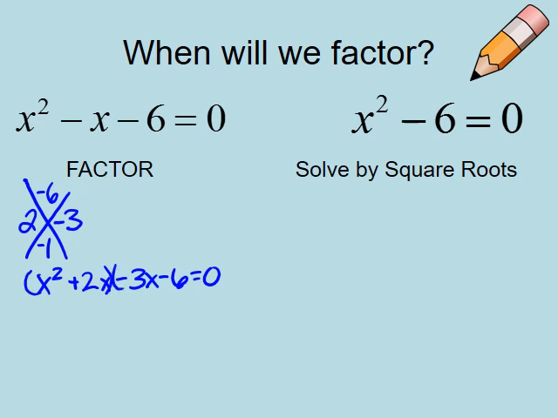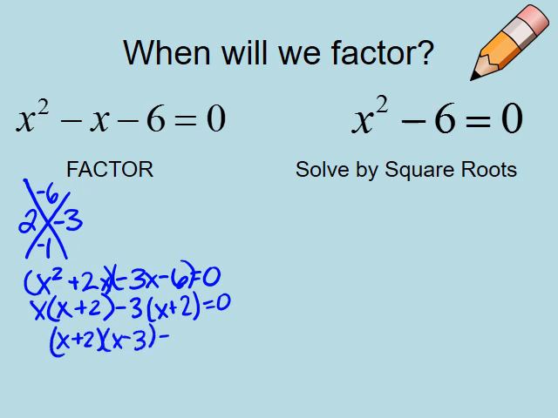I then group my first 2 and my last 2. This is from the previous lesson, so I'm going to zoom pretty quick through this. My GCF of the second set is -3. I have the same factor of x plus 2. If I divide that out, I now have x minus 3. To solve, I set each factor equal to 0. And I end up with my 2 possible solutions, x equals -2 or x equals 3.